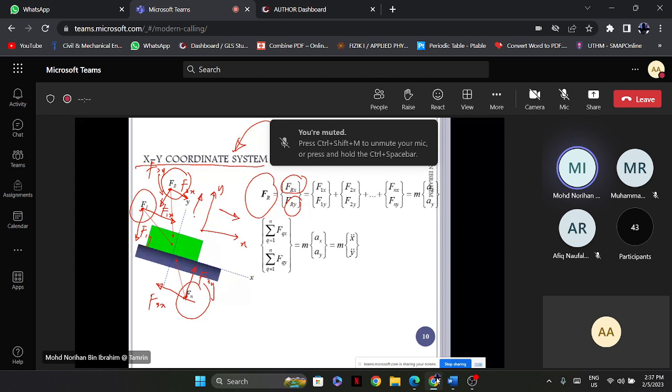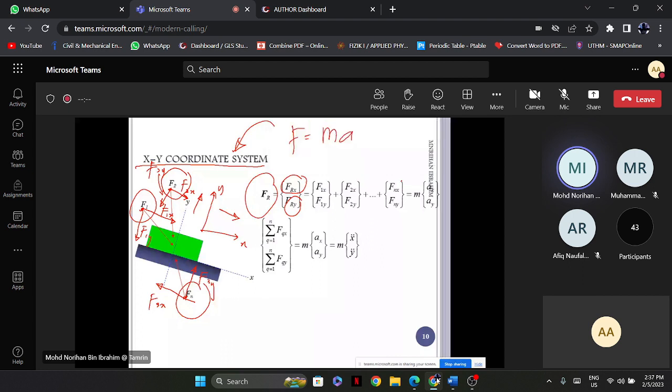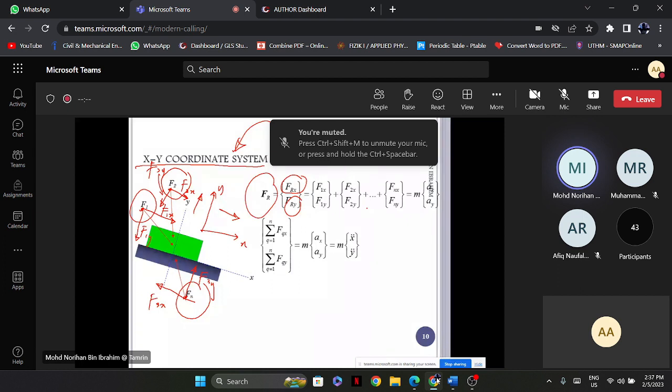If there are more than that, it is based on the number of forces or multiple forces which apply to this one. So all of this, F_R is equal to F1X, F1Y plus F2X plus F2Y plus and so on until FnX, FnY is equal to m a_x, a_y. So a_x, a_y are based on this one. These a_x, a_y are in these directions.